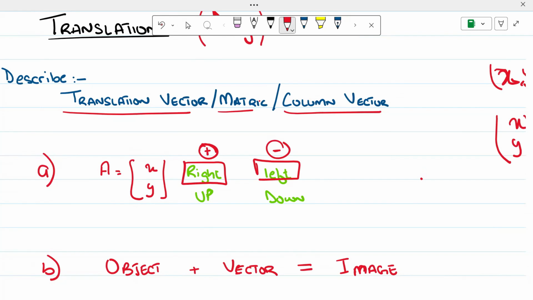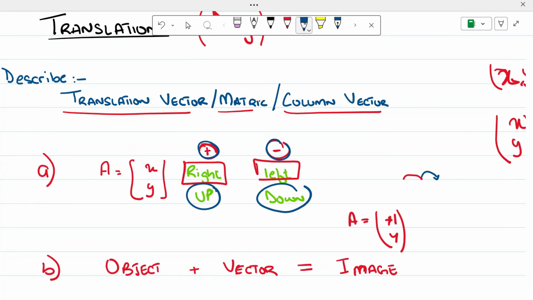And for example, I have a matrix A, which is (-1, 4). That means -1 means I have to move one box towards the left. If it was a plus sign, I would move one box towards the right. Now coming towards the y part. If the column vector has a y value that is positive, we will move upwards. If it is negative, we will move downwards.